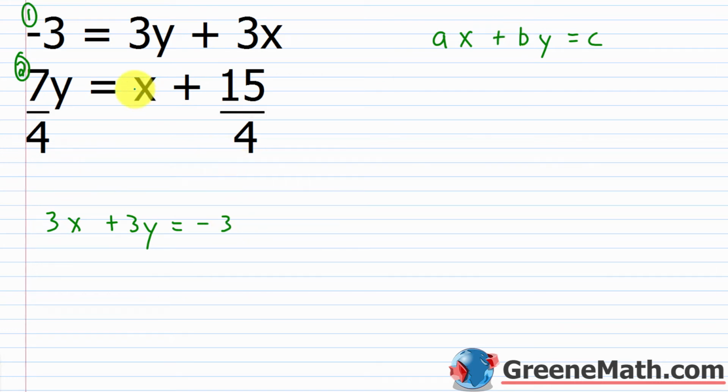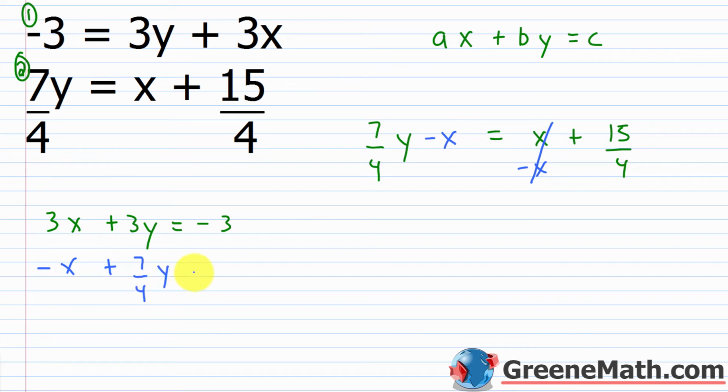For the second equation, I can subtract x away from each side. So let me write this over here. If I have 7/4 y is equal to x plus 15/4, I can subtract x away from each side of the equation. That'll cancel. So I can reorder this and just put negative x out in front plus 7/4 y is equal to 15/4.